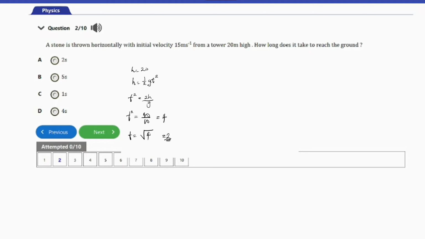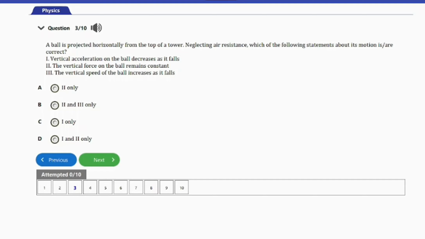Let's go ahead and consider the next question. The next question is question number 3. It says, a ball is projected horizontally from the top of a tower, neglecting air resistance. Which of the following statements about its motion is/are correct?